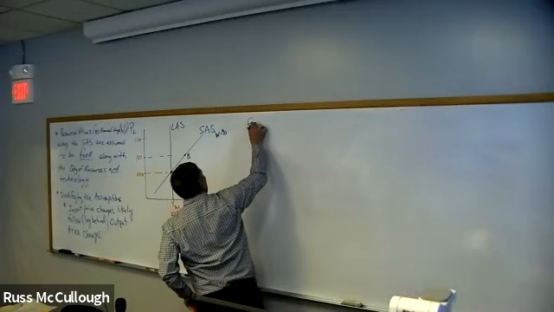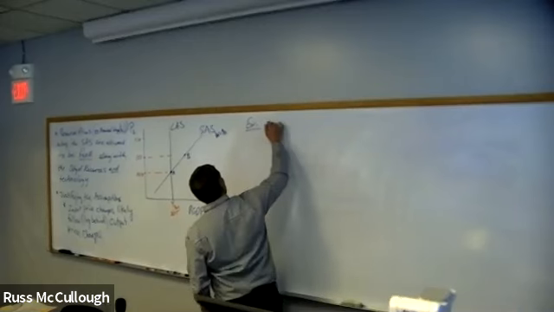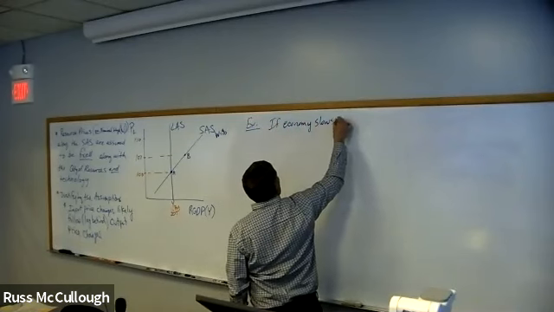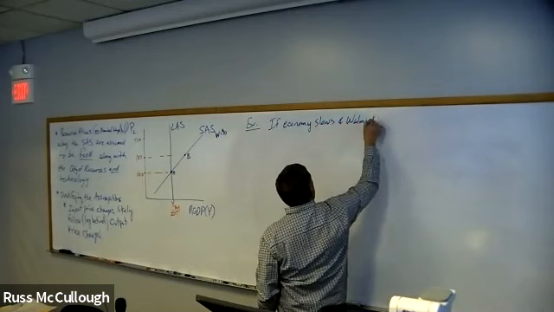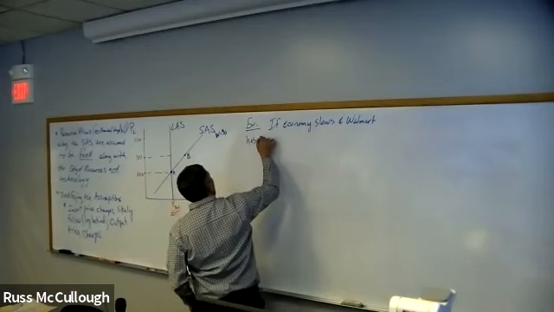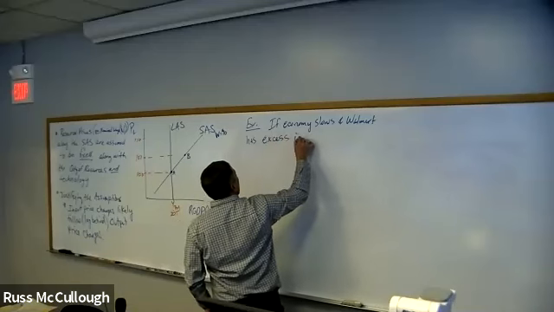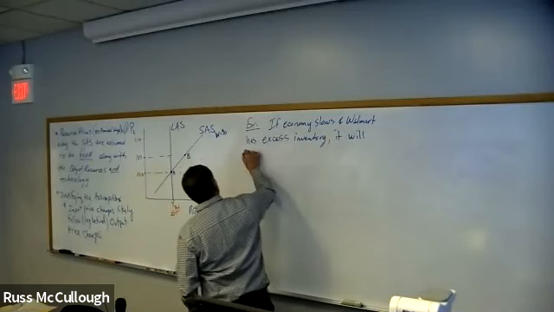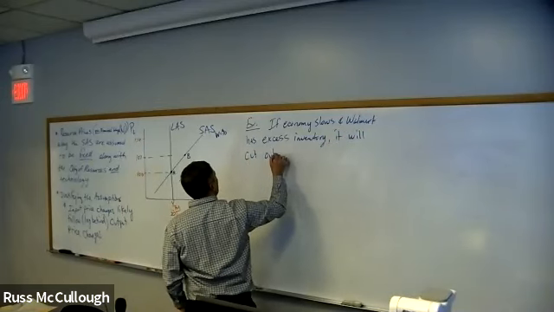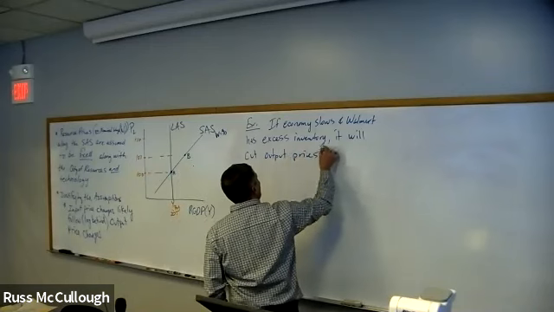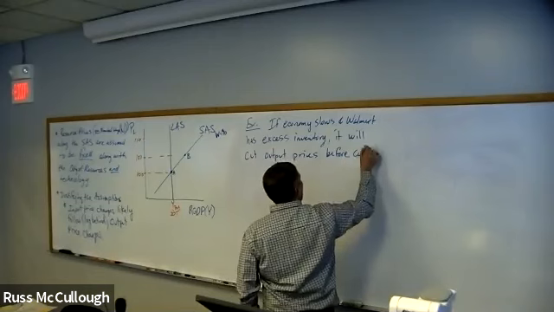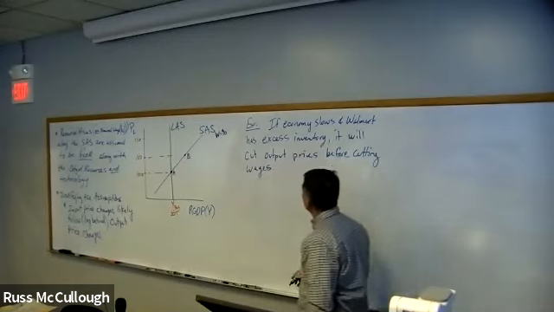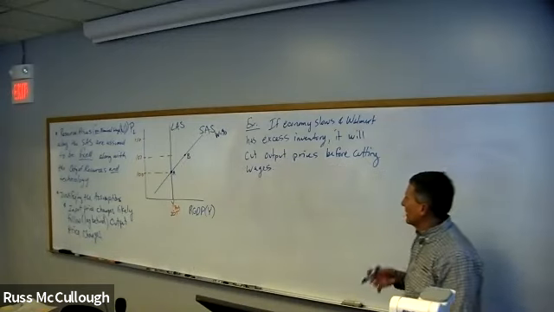So, example: if the economy slows and Walmart has excess inventory, it will cut output prices before cutting wages. So that's our little example, kind of motivated.